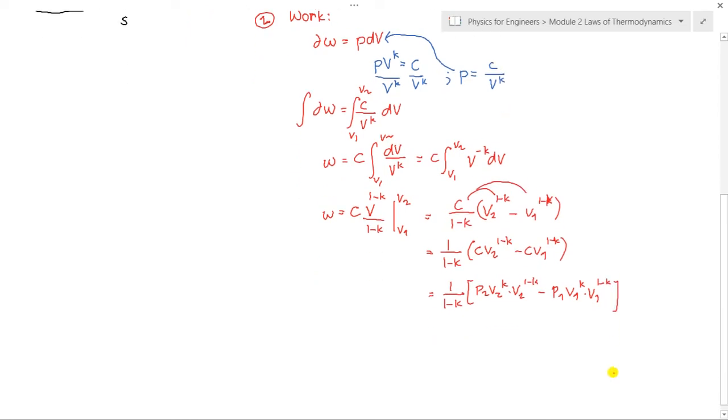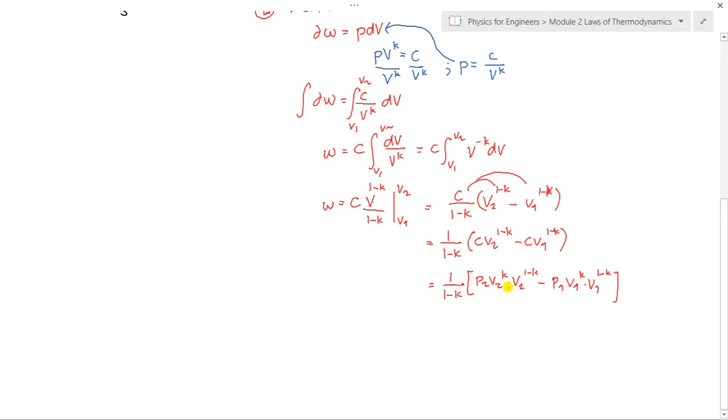Okay? So what's left, since they have the same base, we add the exponents, that is 1 minus K plus K, so the K's cancel. So the remaining would be 1 over 1 minus K, then multiplied by P2 V2 minus P1 V1. Okay? So basically, that's it, class.